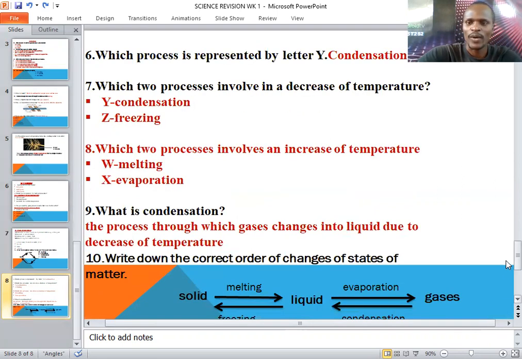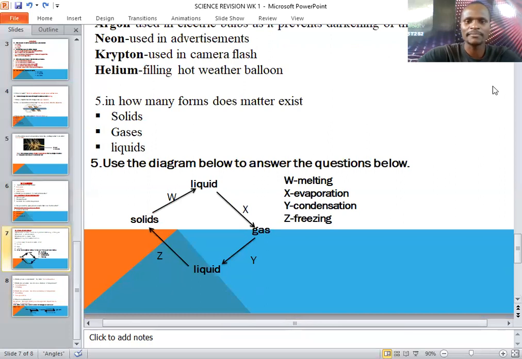Use the diagram below to answer the question that follows. So this was the diagram. Very, very fast, this was the diagram. So look at that very fast. Now I have summarized this so that you can know these parts. Now part W is changing of solids to liquid. We call it melting. Then liquid into gases is evaporation. Gases into liquid is condensation. And then liquid to solid is freezing. So I think I have summarized all those.